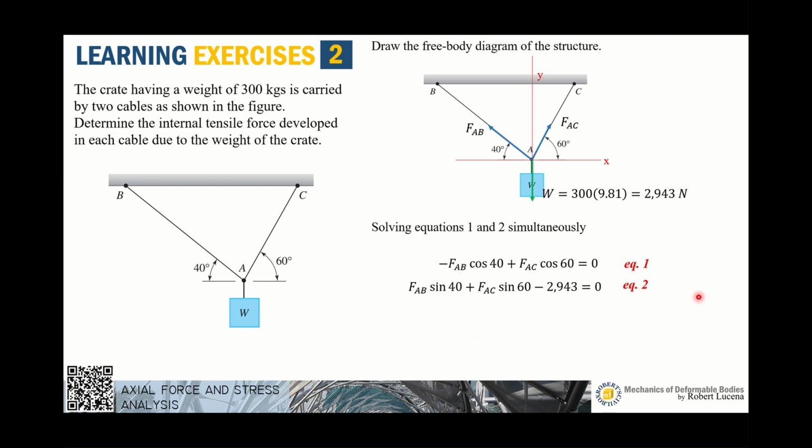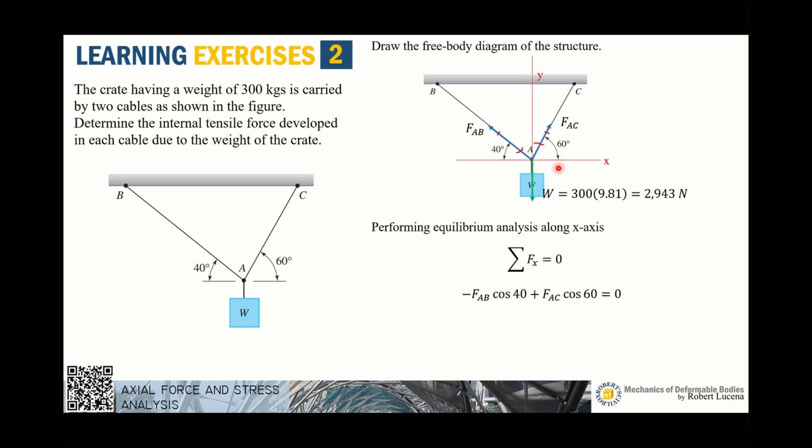So I've already solved for the values of FAB and FAC. I have a positive value of FAB, meaning that my assumption that FAB is tension, because it acts away from point A, is correct. So I have 1,494 Newton as tensile force. Similarly, I get a positive value for FAC, that is 2,289.25 Newton. Again, it is also a tensile force because it acts away from point A. So there you go. You now have the internal reactions for cables AB and AC. That's really our objective, to determine the internal reaction for each member.